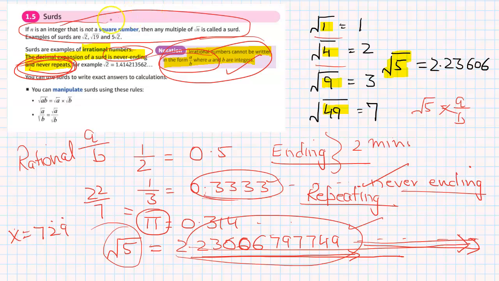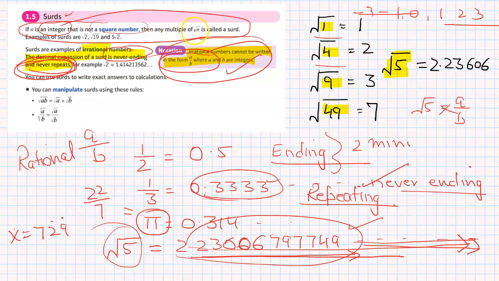So let's come to the point again. I am repeating it so that you know. A surd is an integer, which can be -1, 0, 1, 2, 3, that is not a square number. In fact, it is a positive number. It cannot be a negative number. He is talking about the square number, so it has to be a positive number.